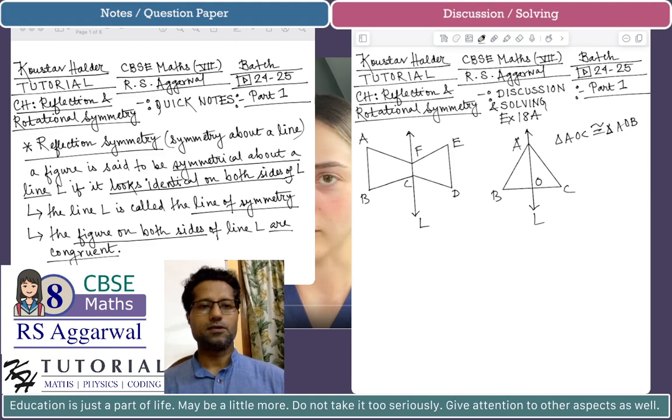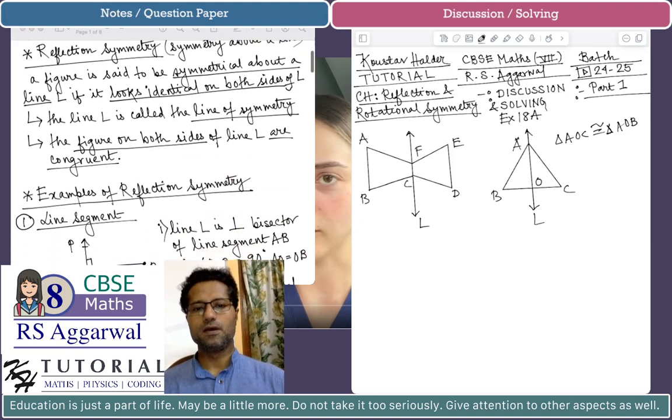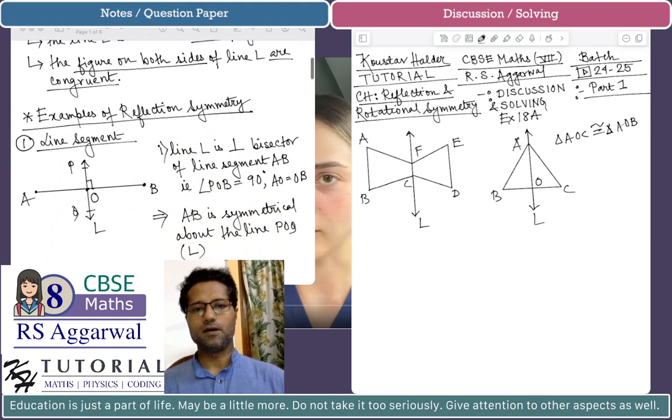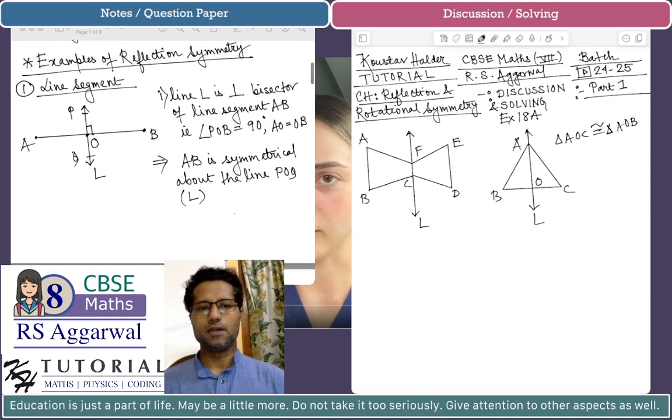Okay. Now let's study some example figures, and see what their line of symmetry is. So line of symmetry means the line about which the figure has a reflection symmetry. The first example is line segment.